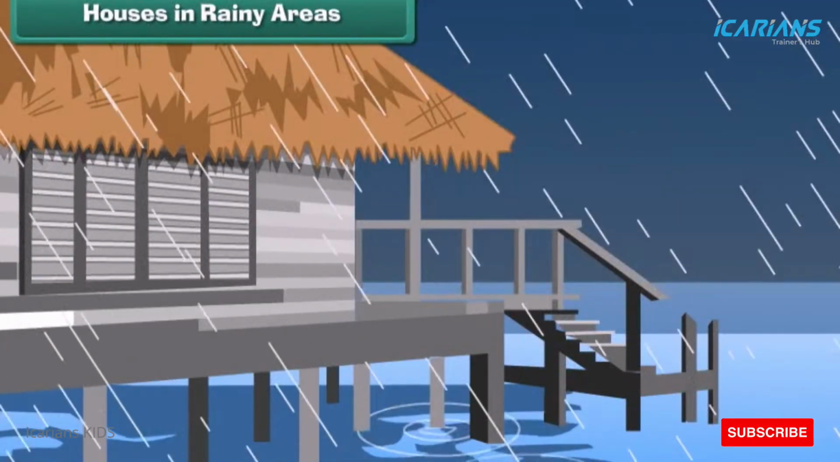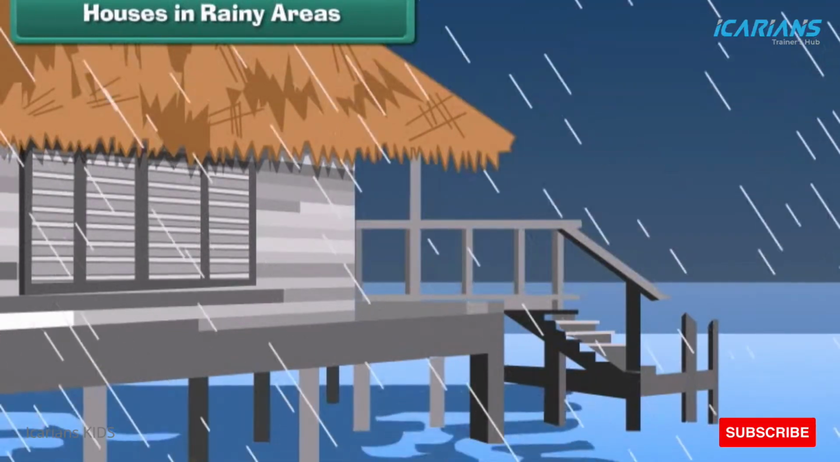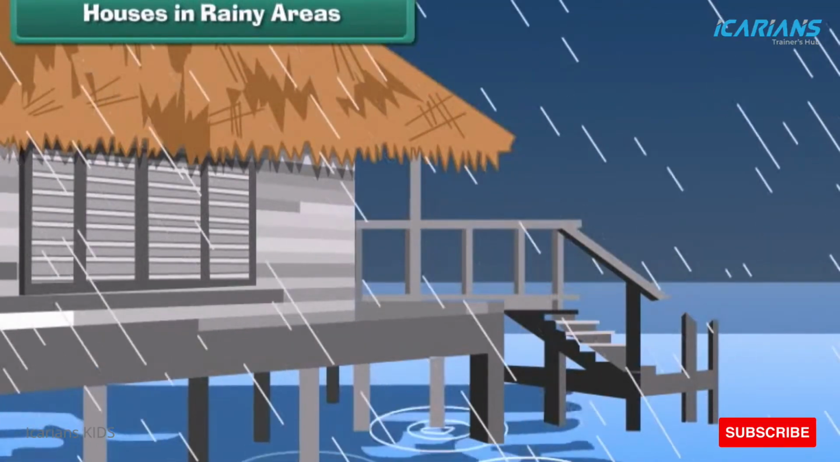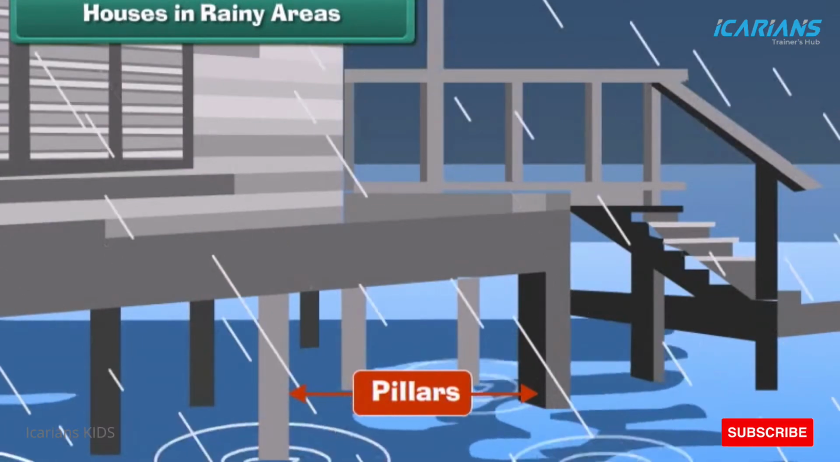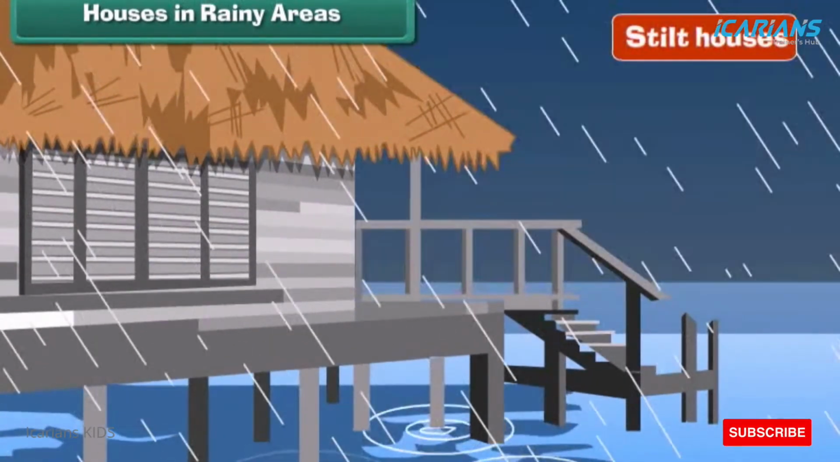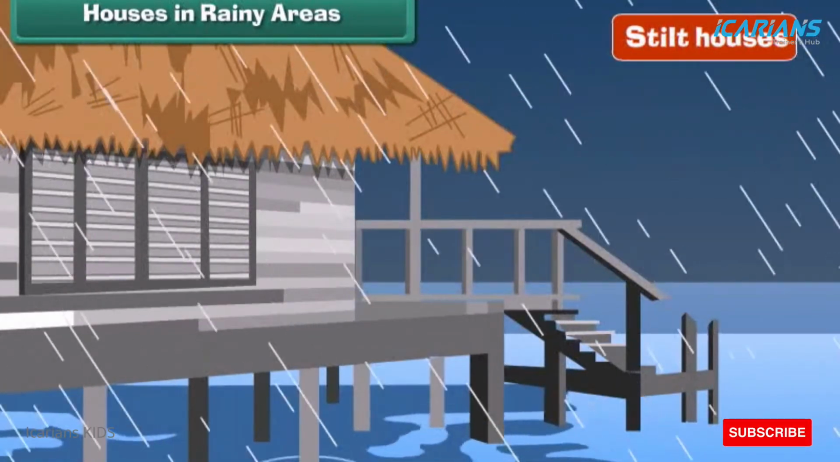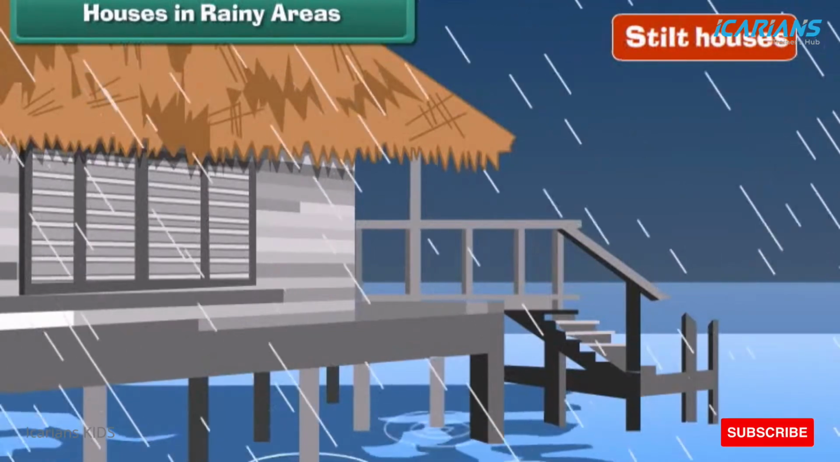Houses in rainy areas. In areas that receive heavy rains, houses are built at some height above the ground. These houses are supported by pillars made of bamboo, known as stilts. That is why these houses are called stilt houses. Stilt houses save people from floods, which are a regular feature in such regions.